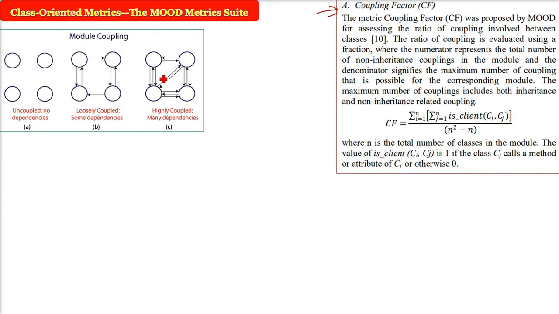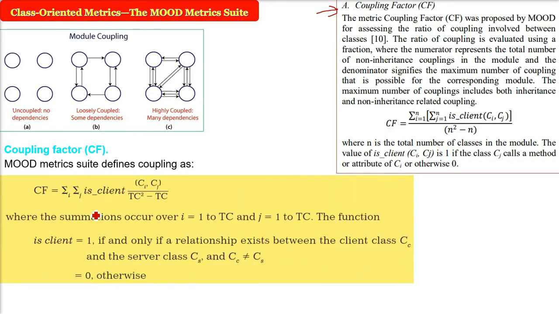So as I was saying, the ratio of coupling involved between the classes, that is what coupling factor finds out. So the ratio of coupling is evaluated using a fraction. And what is the numerator here? Just understand the formula. In the formula, this CF is the coupling factor, sigma i, sigma j. Now sigma is the summation. It will start from i equals 1 till the TC. TC is the total number of classes in your discussion.